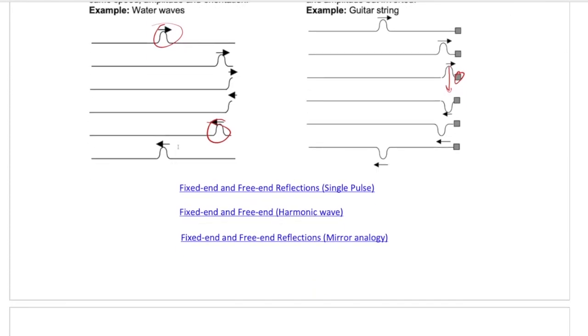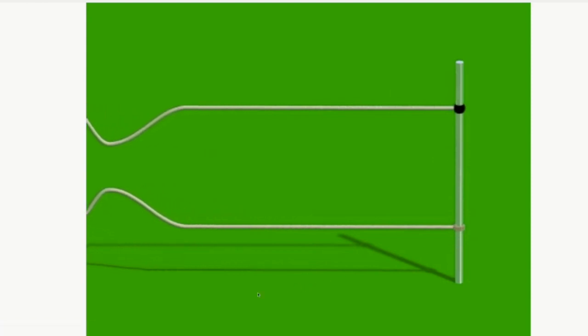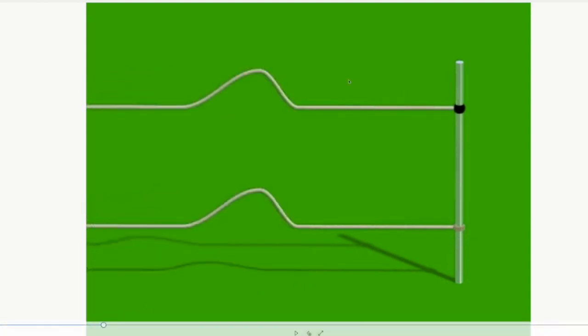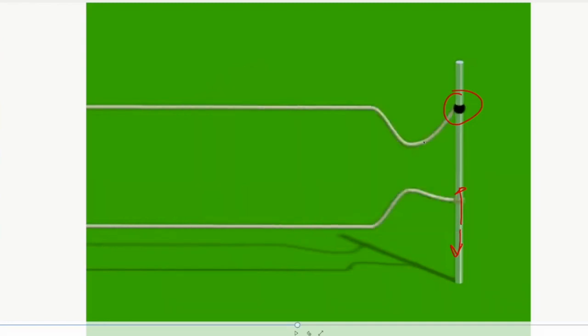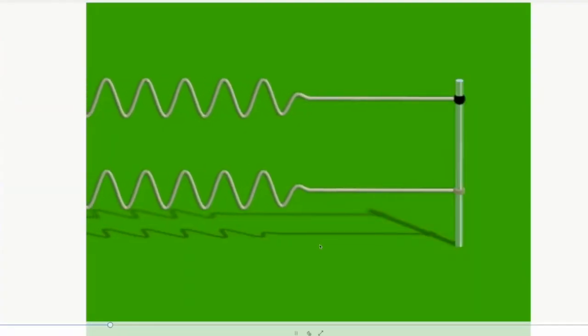Let's check out a couple of animations. Here you have the fixed end, and over here we have the free end reflection. You can see that on the fixed end reflection, the medium is not free to move, whereas on the free end, it's allowed to slide up and down. So here our medium slingshots down, so our pulse gets inverted and our amplitude becomes negative, whereas the amplitude here remains positive. Now, if we send a bunch of wave pulses, we get an interesting effect.